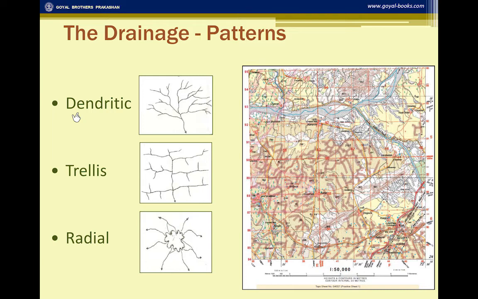4093. In radial pattern, the tributaries come out from a hill in a circular manner. Hence, this is called a radial pattern. You can see the example in grid square 3985.